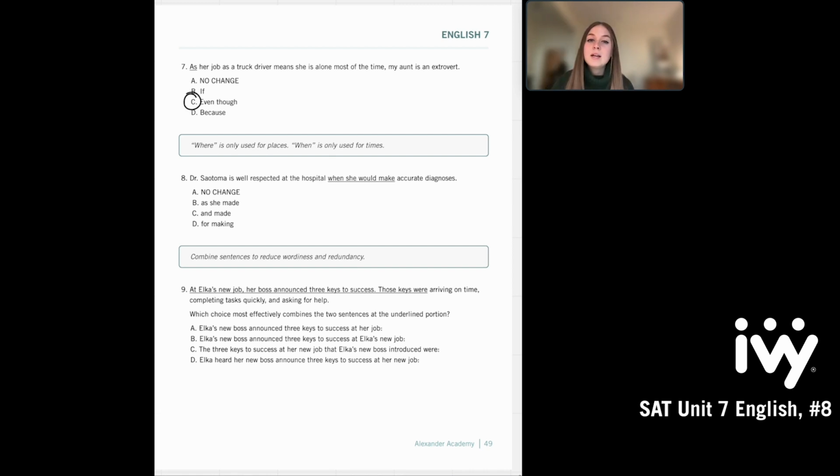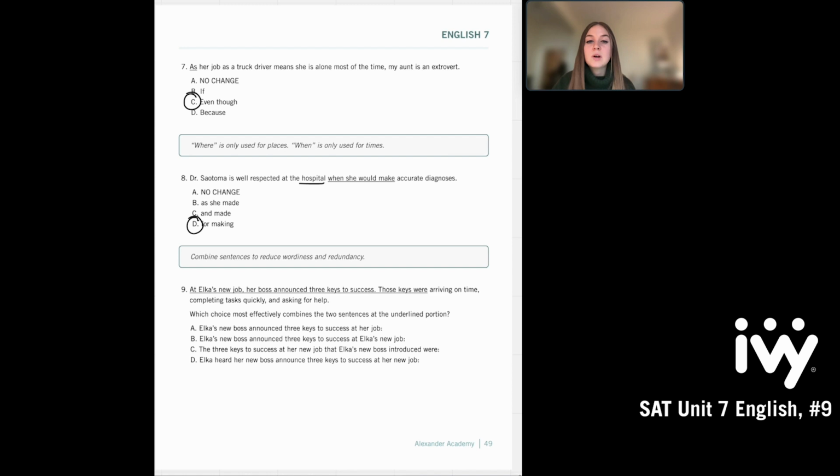It's important to keep in mind the difference between where and when. Where is used only for places, so only use this if we're talking about actual locations. When is only used for times. Number 8, Dr. Sautoma is well respected at the hospital when she would make accurate diagnoses. So here we are talking about a place, the hospital, not a time, so we should not use the word when. Only choice D uses the appropriate part of speech to explain what act makes the doctor respected.